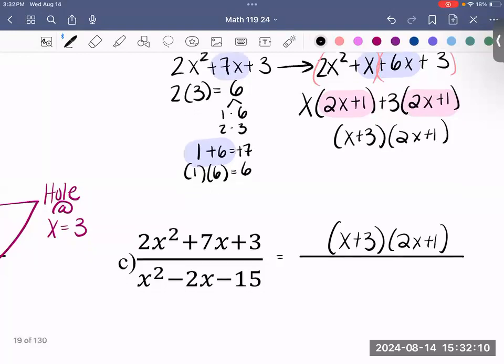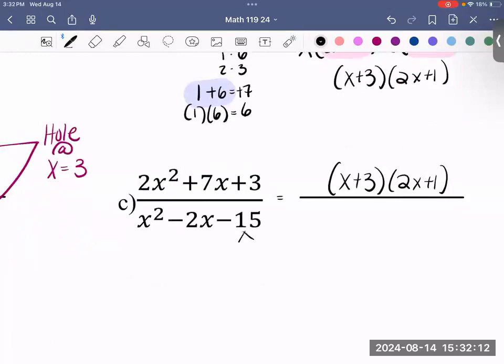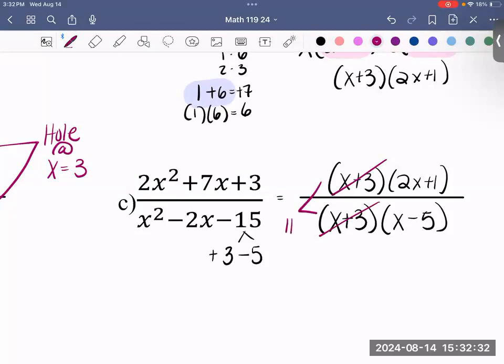All right, taking a look at your bottom one, we're looking at factors of 15 that can get us to a negative 2. So 3 and 5, only if 5 is negative and 3 is positive. So we have x plus 3 and x minus 5. Going to simplify, we can simplify those 2 values out. And again, we're creating a hole at x is equal to negative 3. And your final answer is 2x plus 1 over x minus 5.